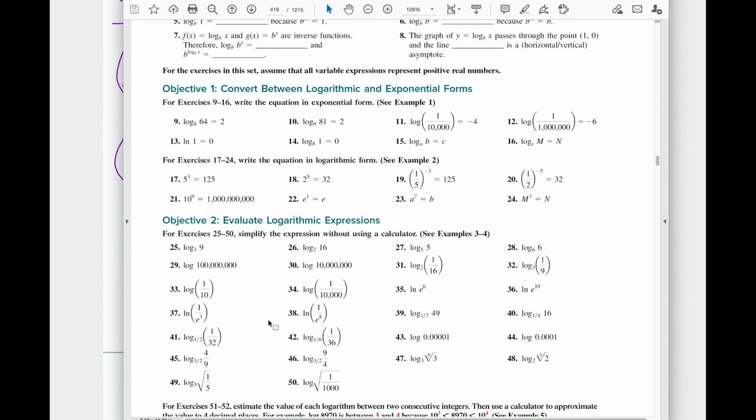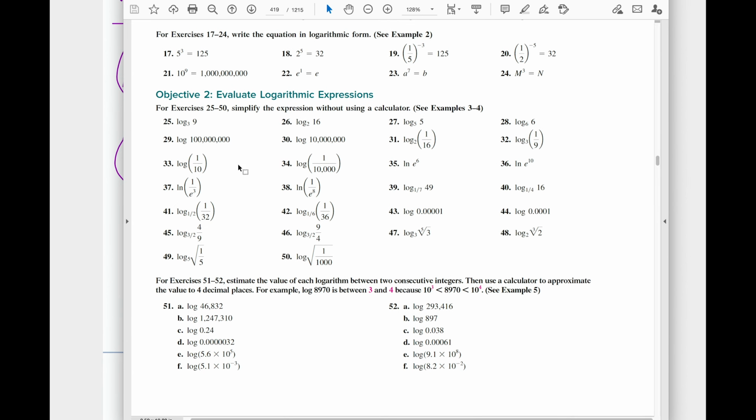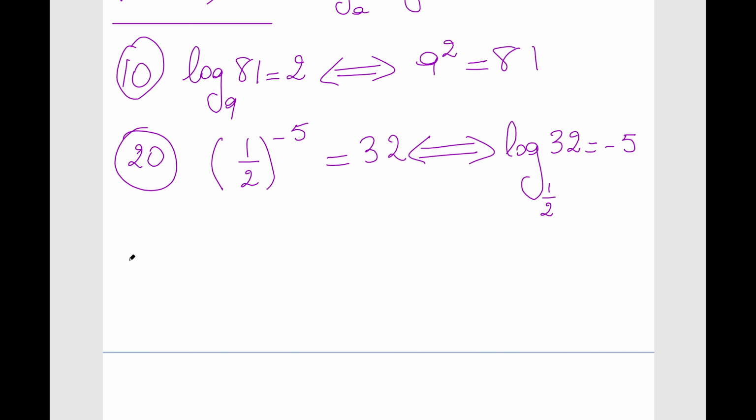All right, so let's keep going. Let's go to this group, 25 through 50. The question is to simplify the expression without using a calculator. You want to find the exact number. How about 32? So log base 3 of 1/9. Remember, we want to find the exact value without using a calculator.